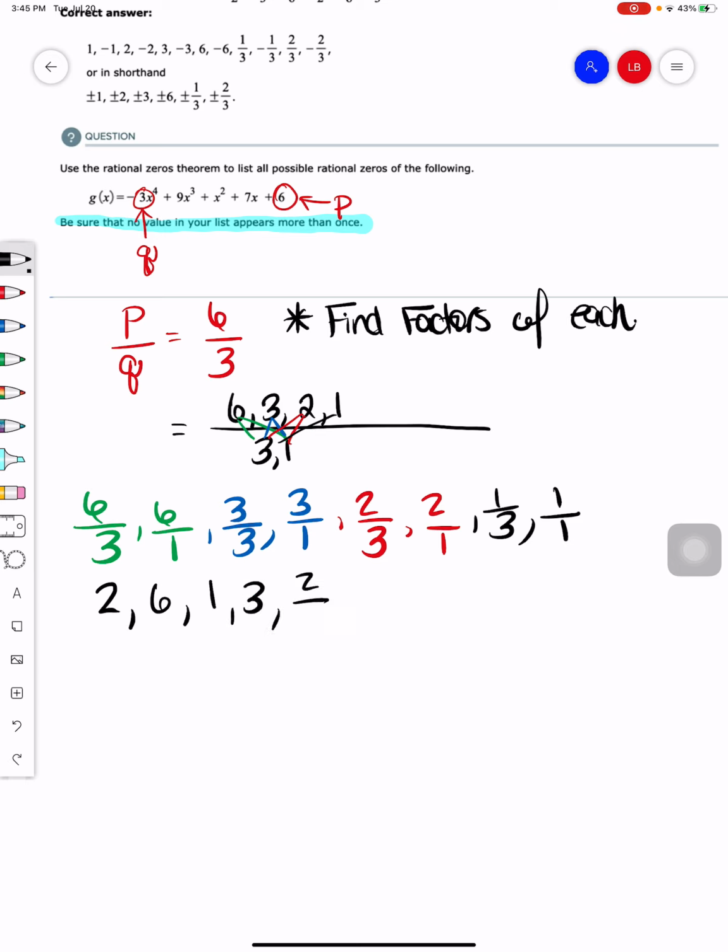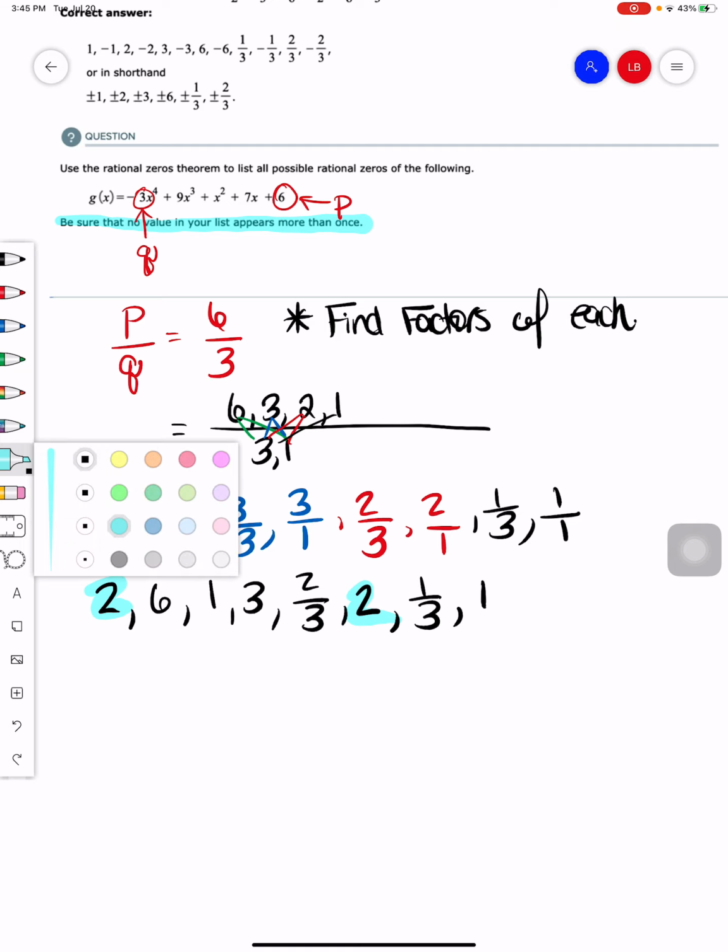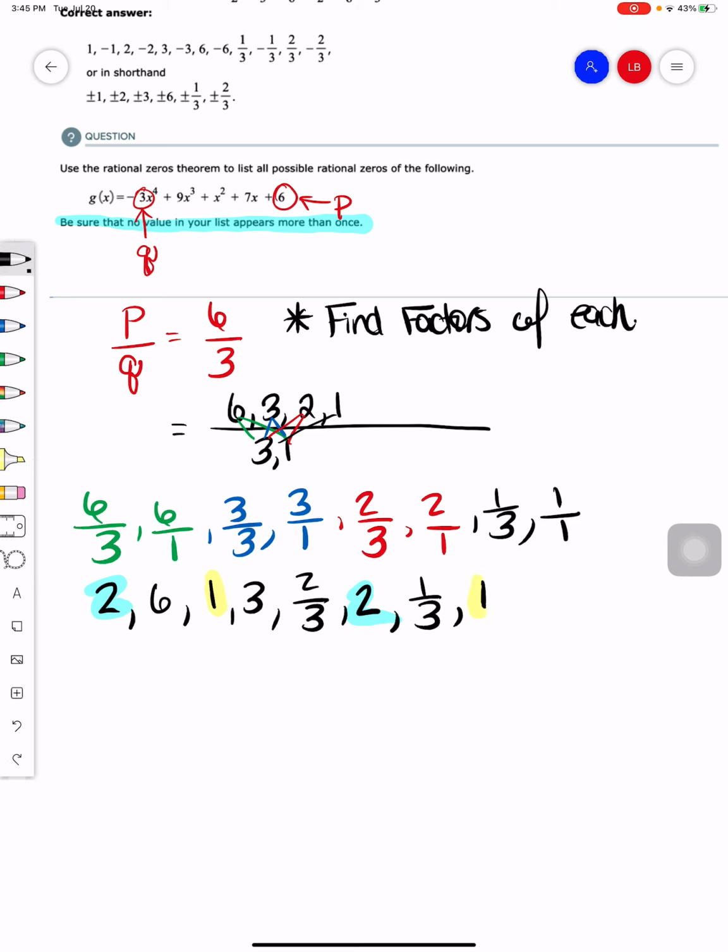2 divided by 3 is just going to be 2/3. 2 divided by 1 is 2. 1 divided by 3 is 1/3, and 1 divided by 1 is 1. So now we can see how I have a 2 and a 2 that's repeated. If I change my color, you can see that I have 1 and 1 that's repeated. And that's pretty much it. So I have my possible rational roots. That does not mean that all of these are rational roots. These are places where roots could occur.